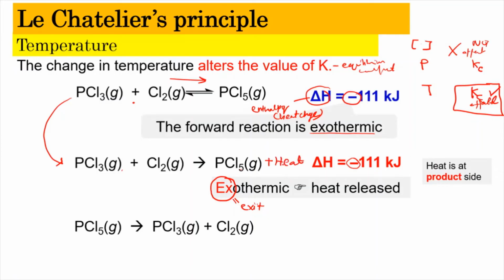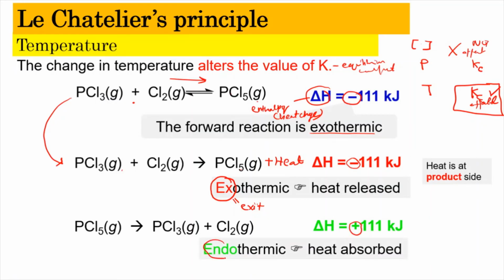But now if you were to change the direction, for example, the PCl5 gas produces PCl3 and Cl2, then you're going to get your delta H to be positive. Positive refers to an endothermic reaction, in which heat is going to be absorbed. Since heat needs to be absorbed, the heat is going to be on the reactant side.